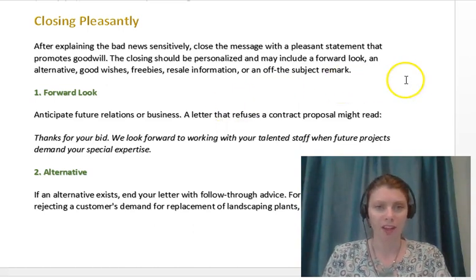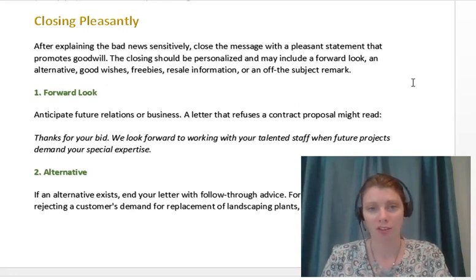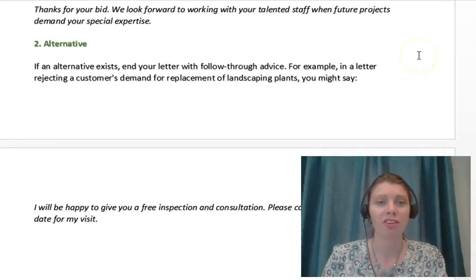Forward look. Anticipate future relations and business with this person. A letter that refuses a contract might say something like this. Thank you for your bid. We look forward to working with your talented staff when future projects demand your special expertise. So in other words, we're not working with you now, but we will consider calling you later. Not too bad.